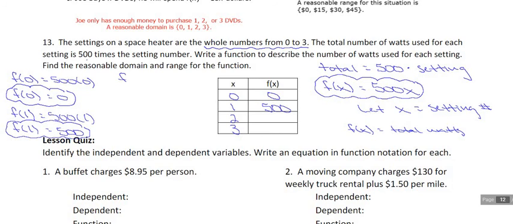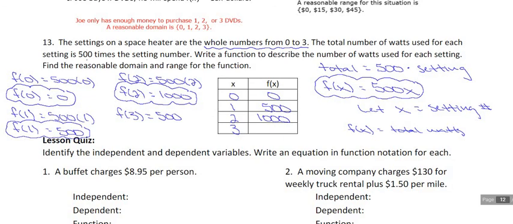Next we have to do f of 2. So hopefully you're seeing a pattern, 500 times 2. So f of 2 will be 1,000 watts. Okay, so when x is 2, y or f of x is 1,000. And f of 3 is 500 times 3, which means f of 3 equals 1,500.